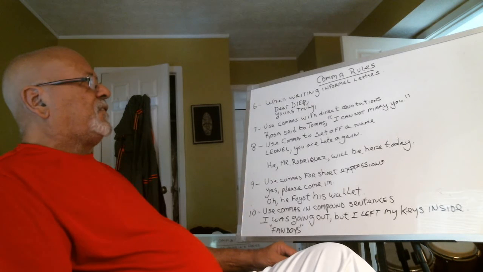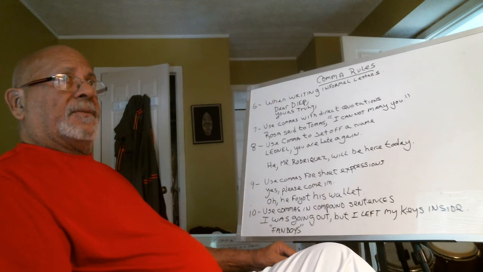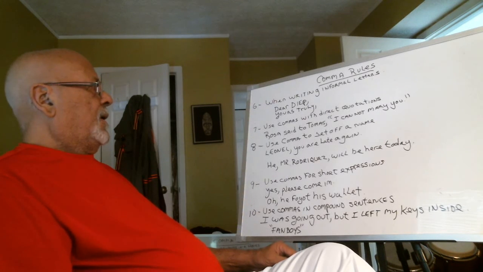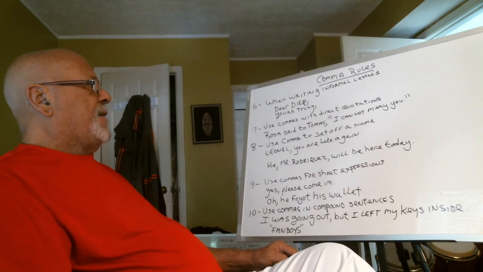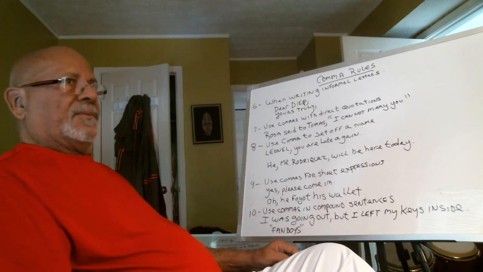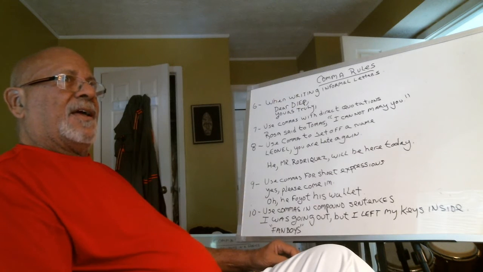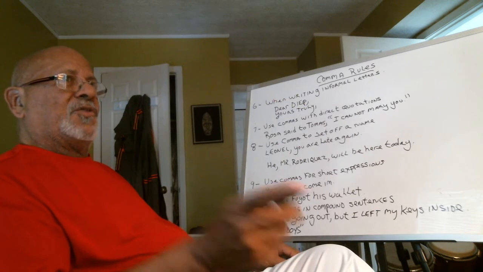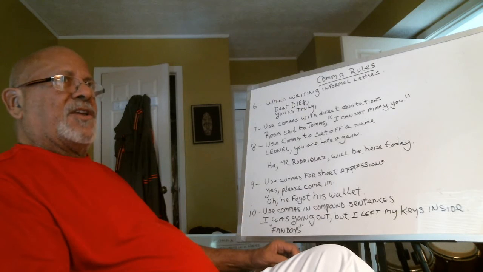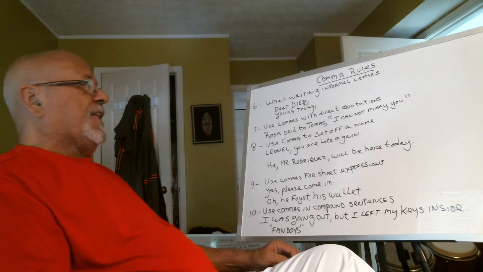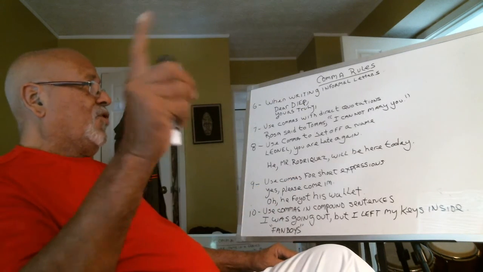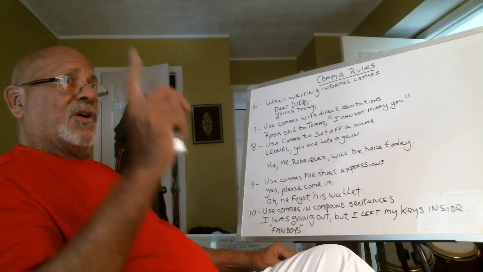Use comma to set off a name. Lionel, comma, you are late again. I have a great student, Lionel. I'm joking with him because he usually watches all the videos and makes comments. Lionel, comma, you are late again. Keep the good work up, Lionel.